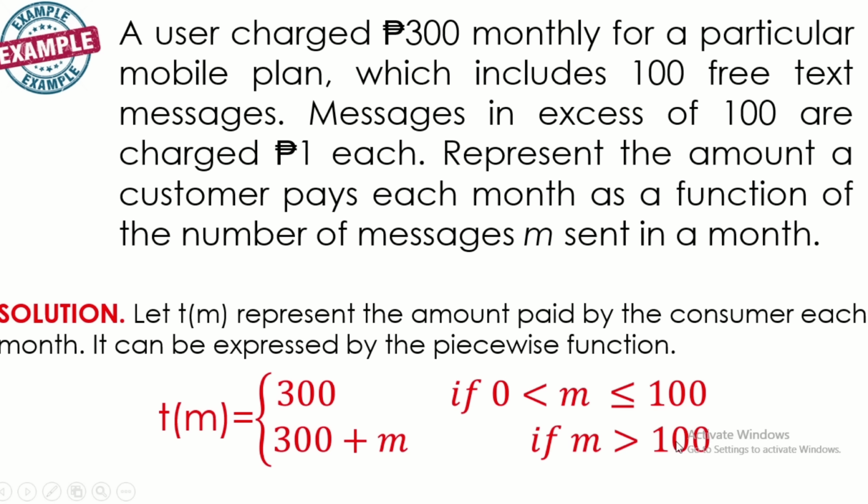Halimbawa, umabot ka ng 105 text messages. So, ilan yung sobra mo? 5. So, yung sobra mong 5, equivalent yun sa 5 pesos. So, ang babayaran mo ay 305 pesos. So, ito yung gamit ng piecewise function.